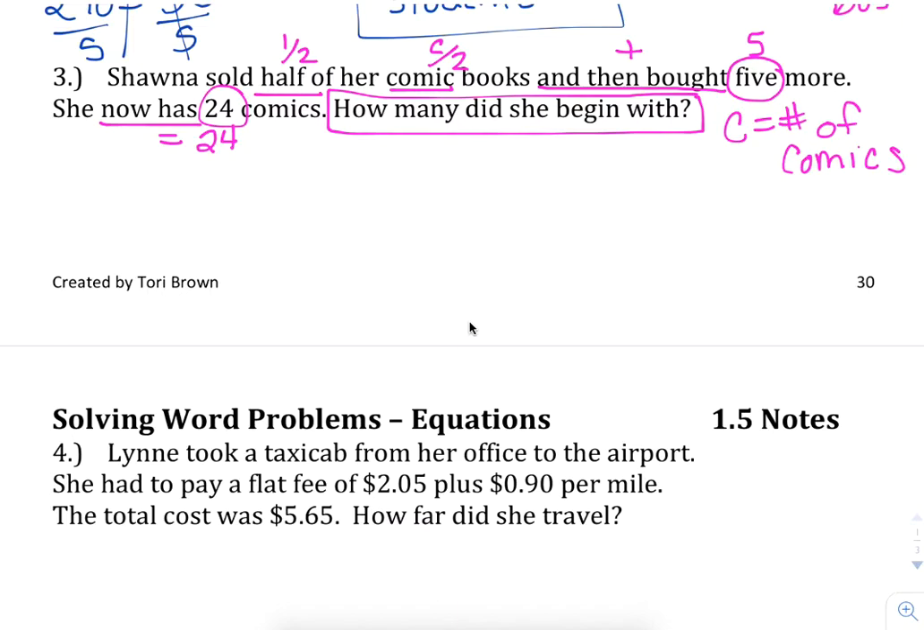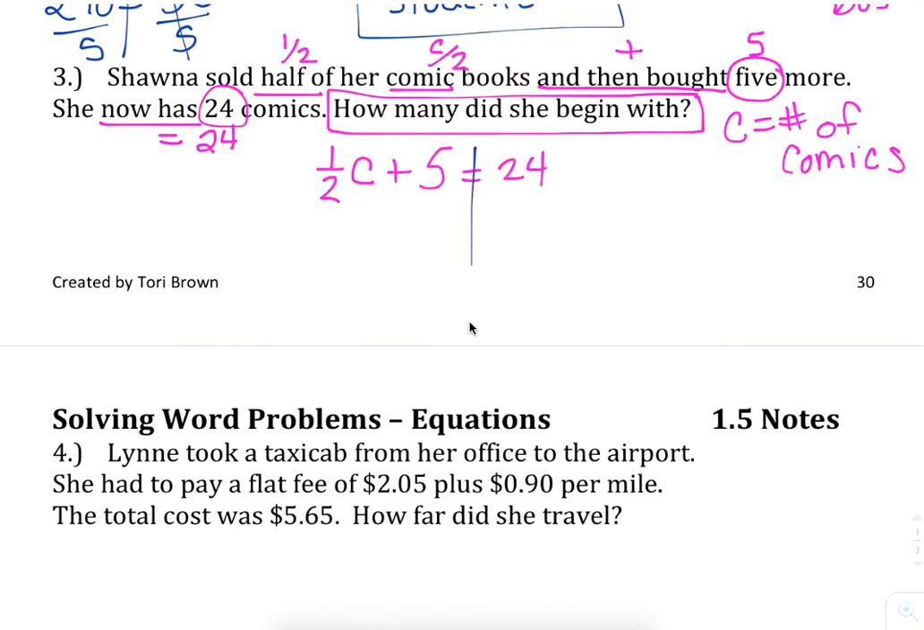Okay, you can write this 2 ways. Half of the comic books, so like half of C, or you can write the comic books cut in half like this. Those mean the exact same thing. I'm going to write it like the first one because I want you to be able to see the 1/2. Okay, so half of C plus 5 more is equal to 24. Okay? All right, so let's go ahead and start by kicking out our loner.